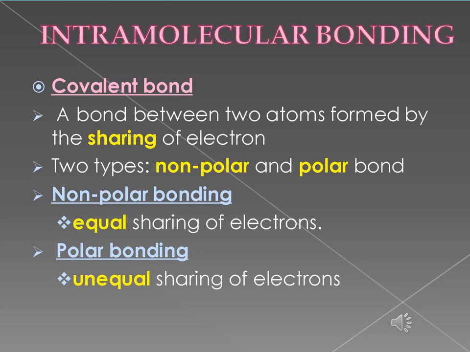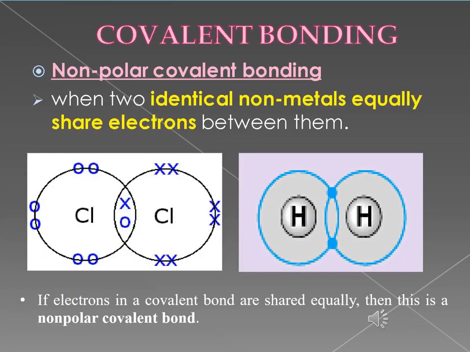There are two types of covalent bonds, either nonpolar or polar bond. Nonpolar bond means equal sharing of electrons, but polar bonding happens when there is unequal sharing of electrons, which have positive and negative charge. What is nonpolar covalent bonding? A nonpolar covalent bond happens when two identical nonmetals equally share electrons between them.